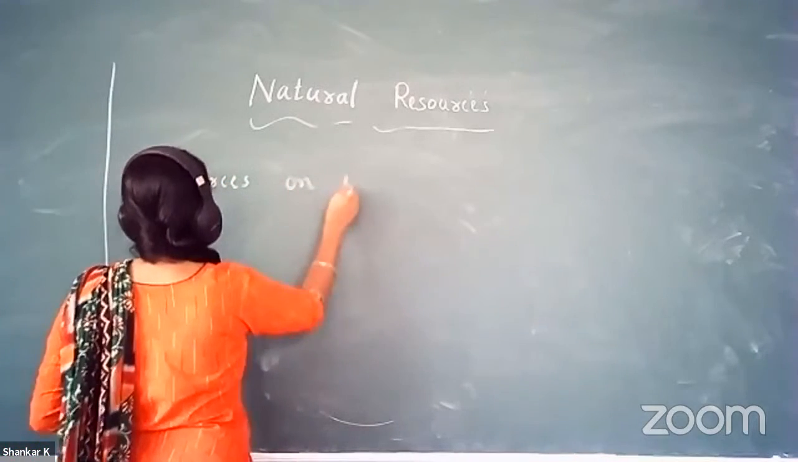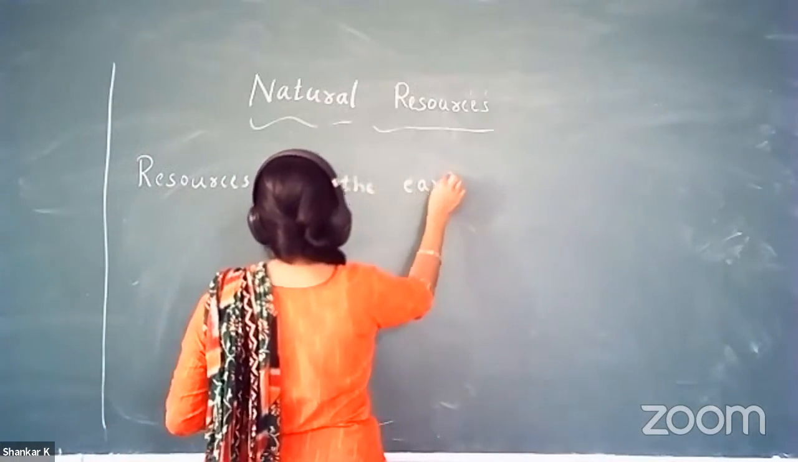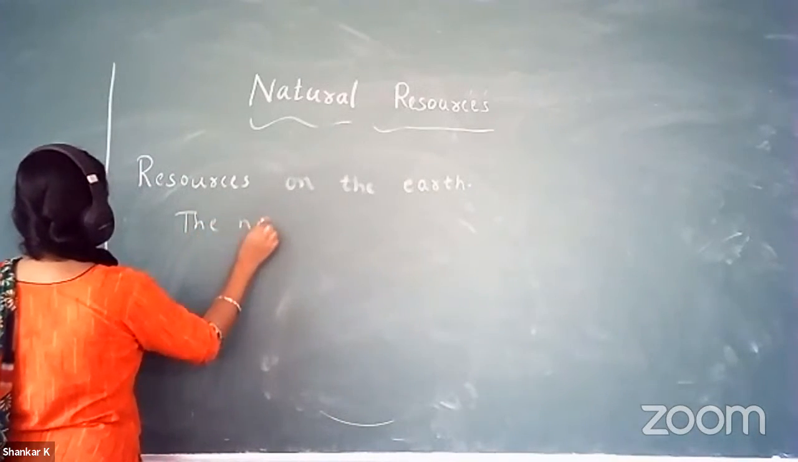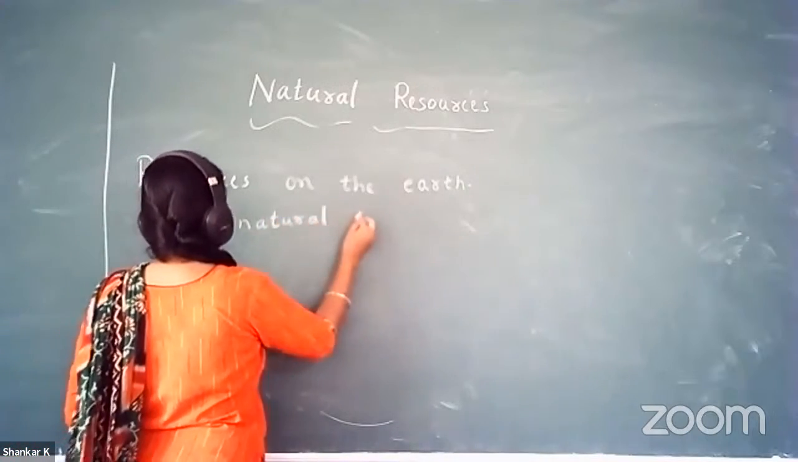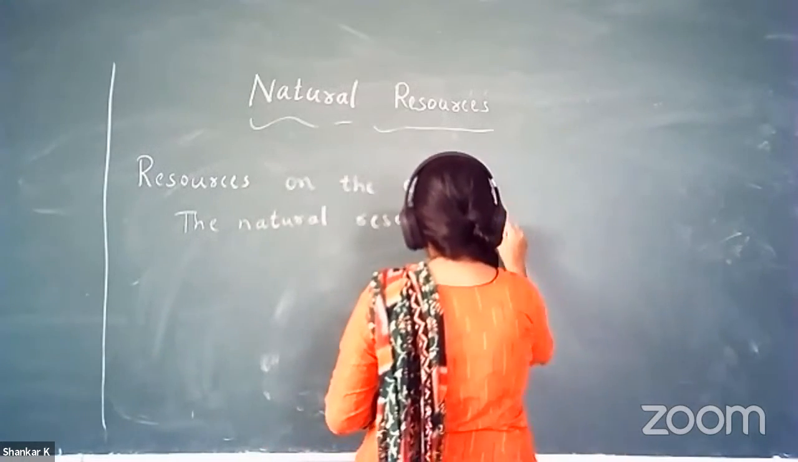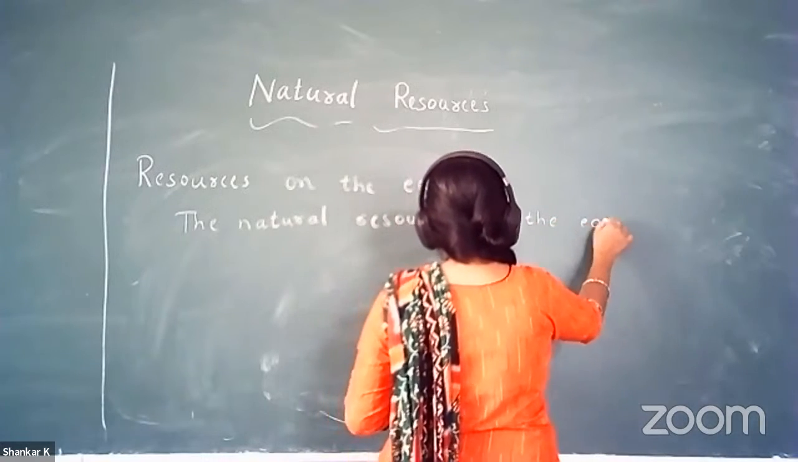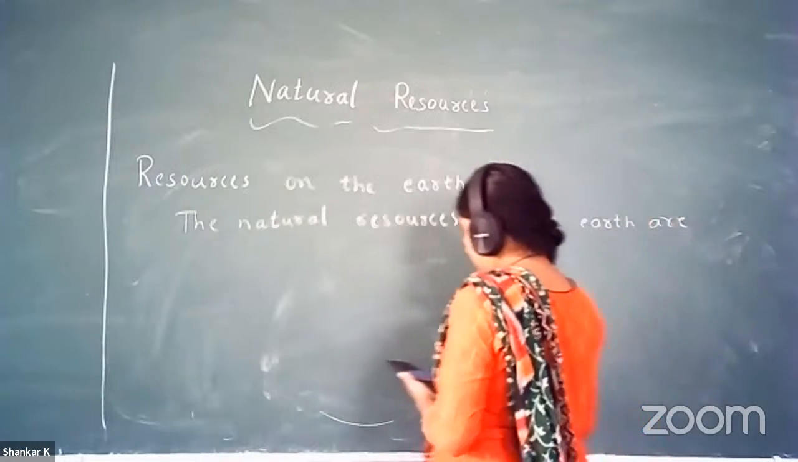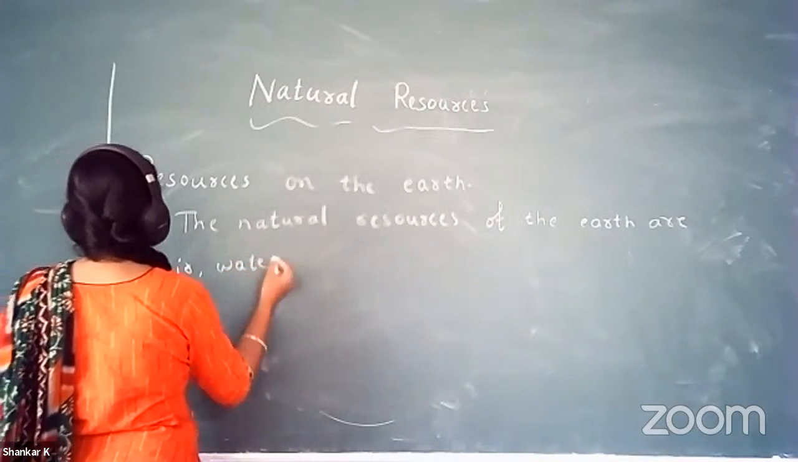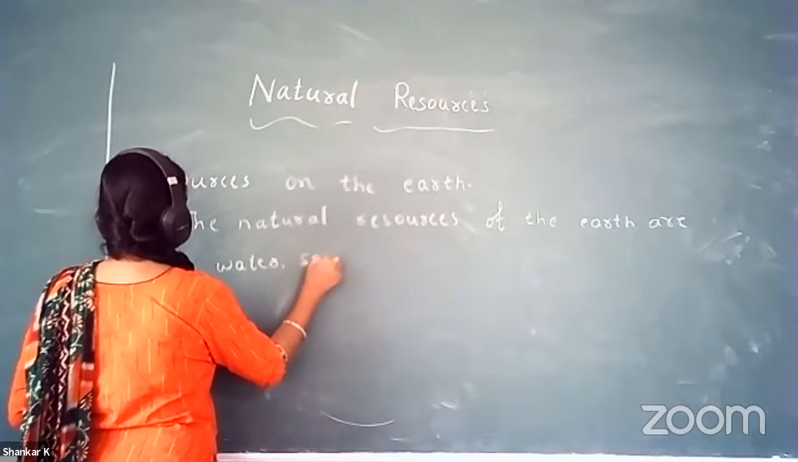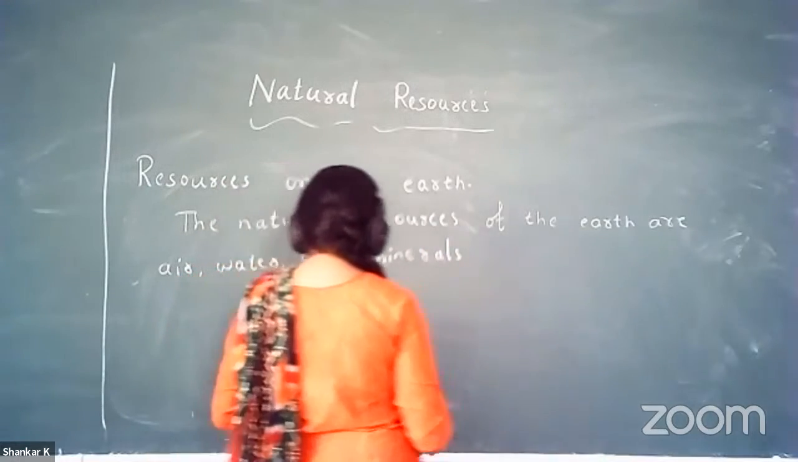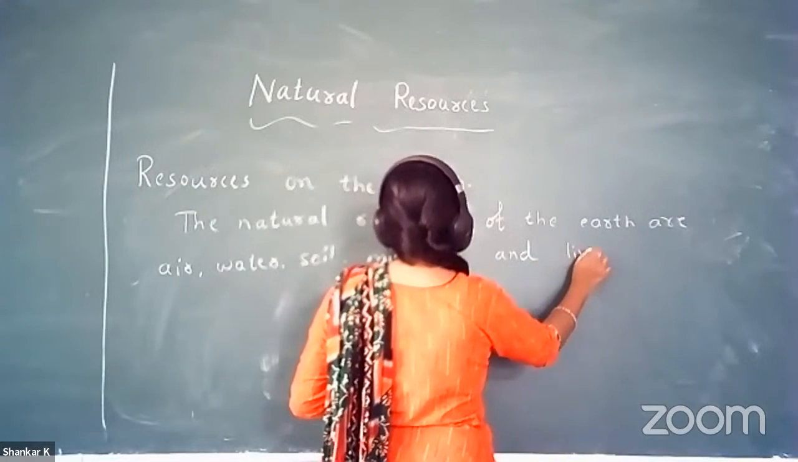The natural resources on the earth. The natural resources of the earth are air, water, soil, minerals, and living organisms.